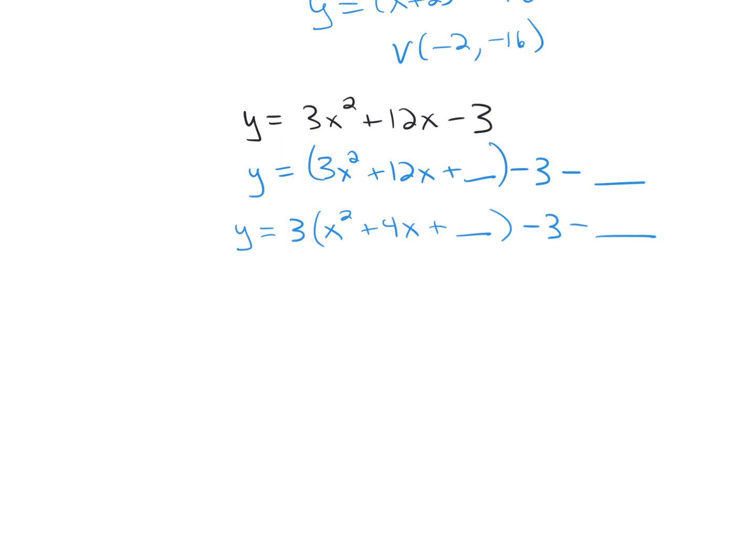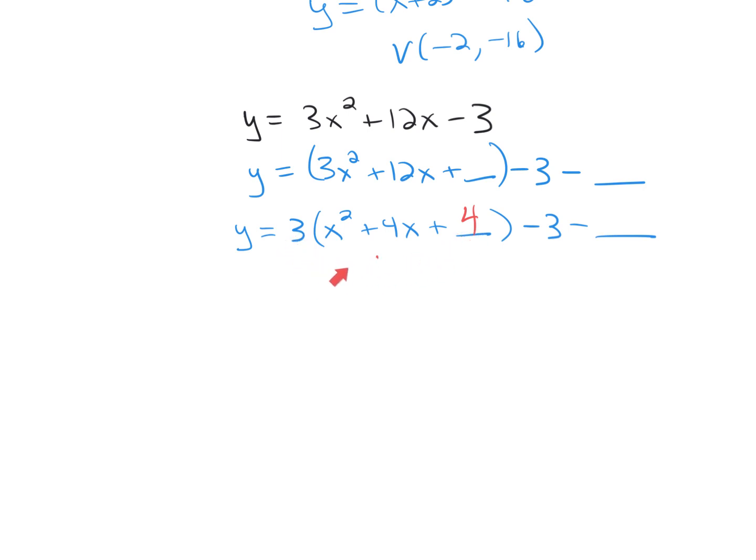Now I can go ahead and complete the square, and you have to be real careful here as well, because I'm going to take half of this, which is 2, squared is 4. So I'm going to put a 4 here, but here's where you have to be super careful. Notice that this 4 actually is in the parentheses.